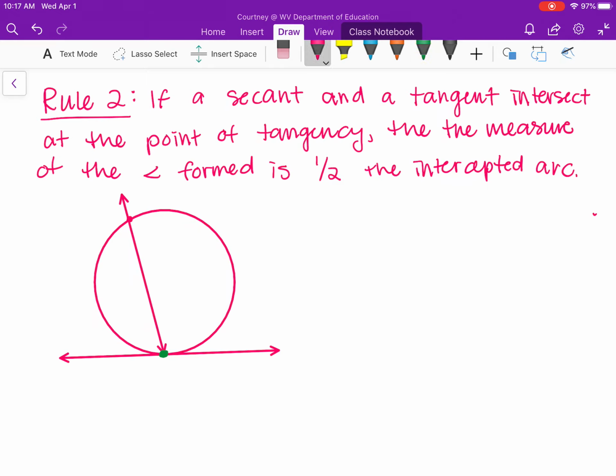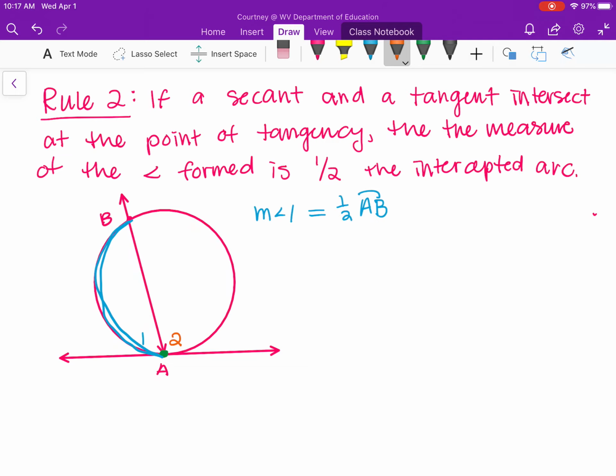So let's say we have B up here and A down here at the point of tangency. We'll call this angle 2 and this angle 1. Let's put them in different colors, blue and orange again. What it's saying is the measure of angle 1 is half of the arc that it intercepts. And the arc that it intercepts is right here, BA. So it's half of BA, or AB.